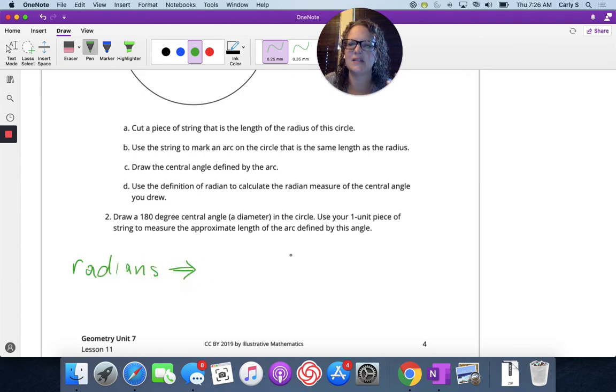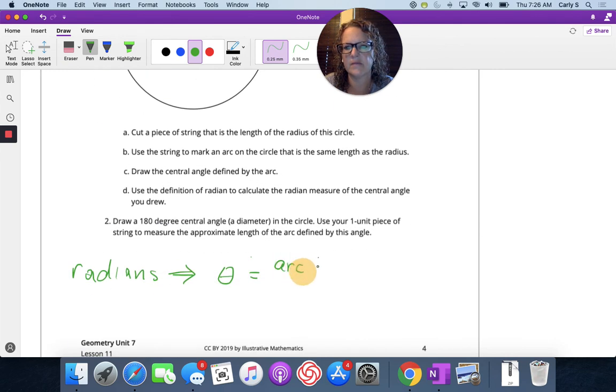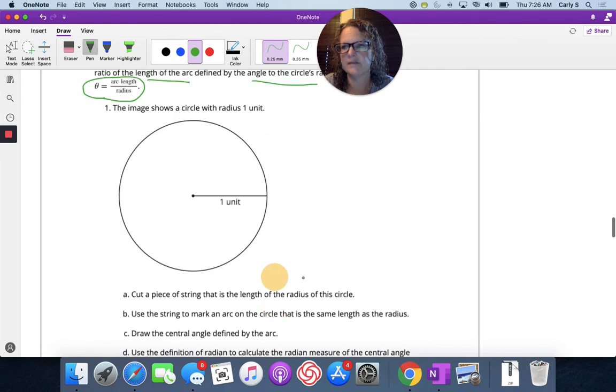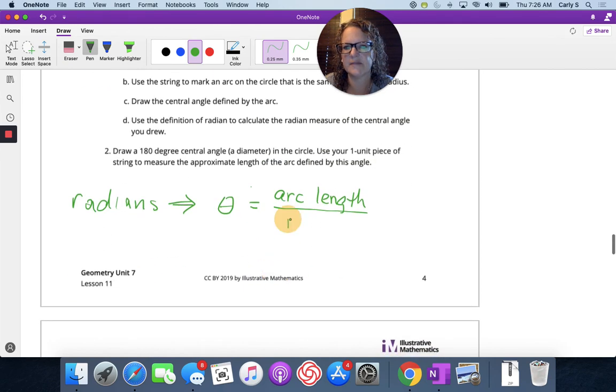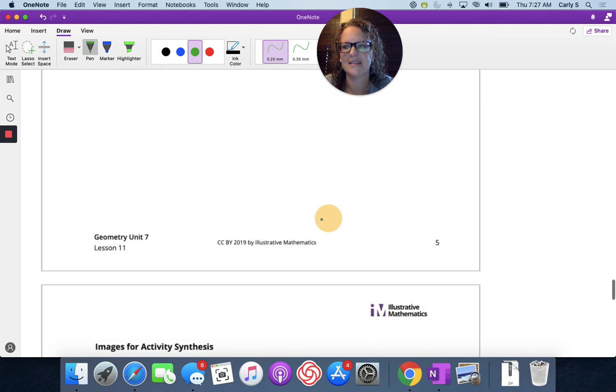And what this exercise does, it gives us just a tangible way to show how radians work. But radians, we can say theta equals what it says there, the arc length. This is what I need you to remember. Over, it says the radius. All right? And that's all we can do in this third part.